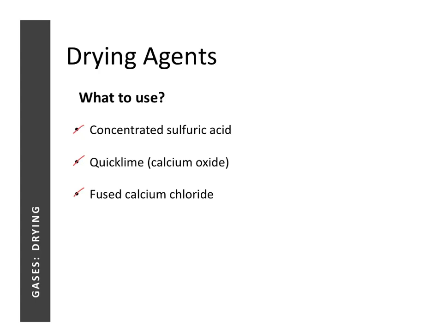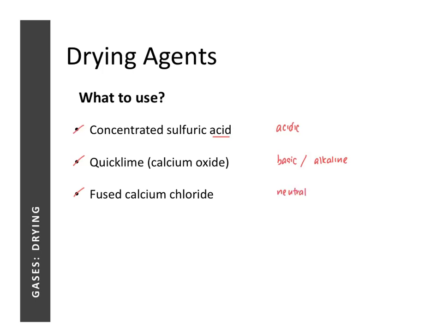Now that we have learned what drying agents are available, we need to find out next which one to use. And to know which one to use, we need to know the nature of each drying agent. So what do I mean by nature? Concentrated sulfuric acid is an acid, so it is acidic in nature. Quicklime, calcium oxide, is actually basic. It's the opposite of acidic, or we call alkaline in nature. And fused calcium chloride is actually neutral.